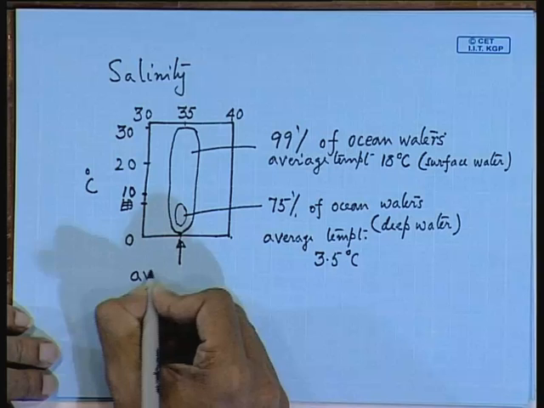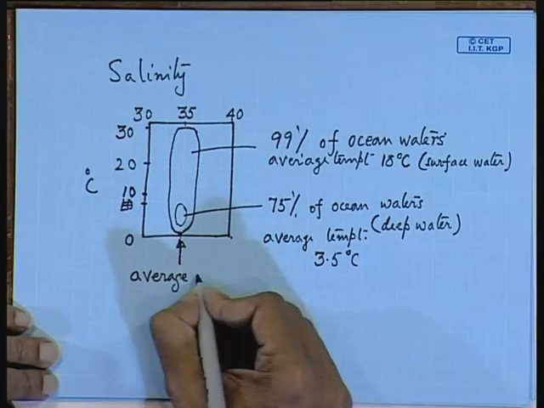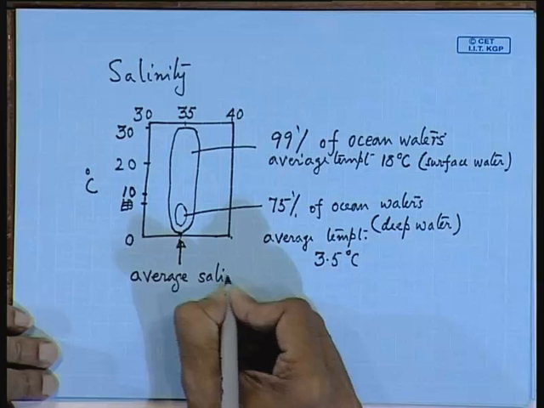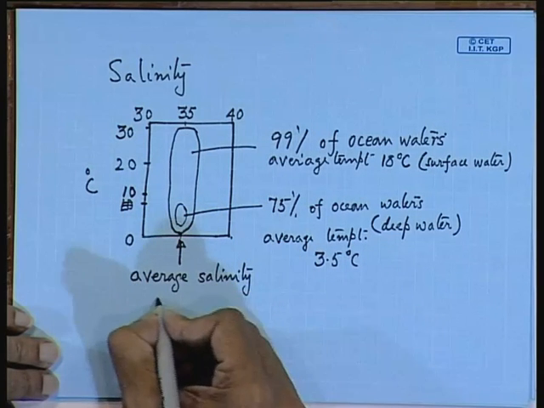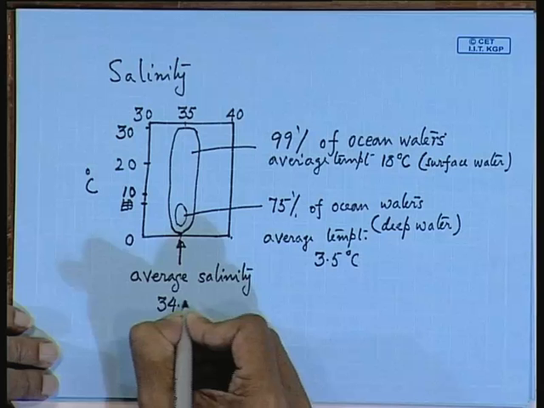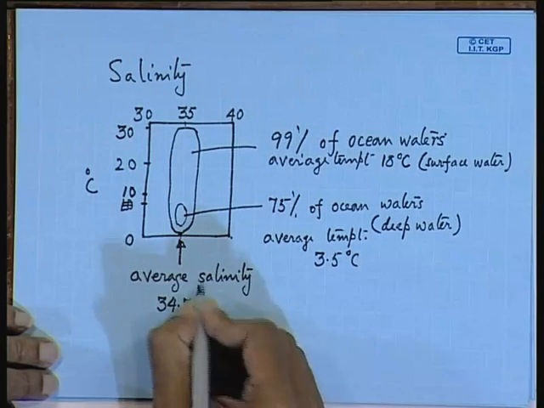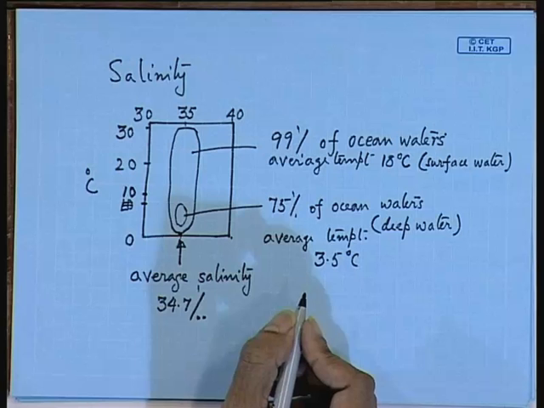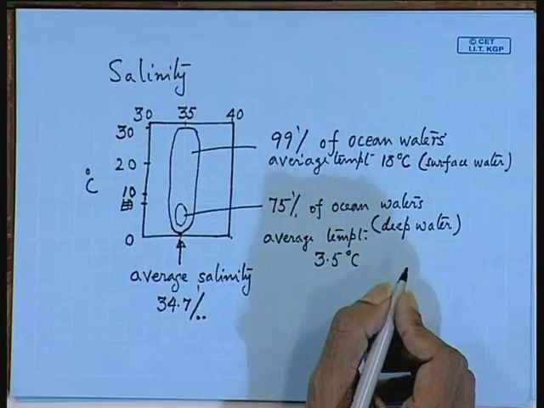Average salinity. So, from this diagram, how much is average salinity? 34.7 parts per thousand. So, this is your distribution of temperature and salinity in the ocean waters.